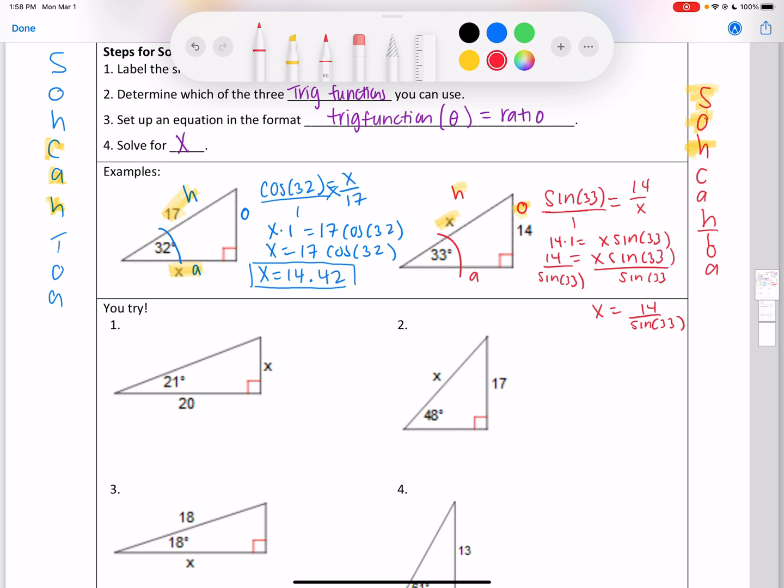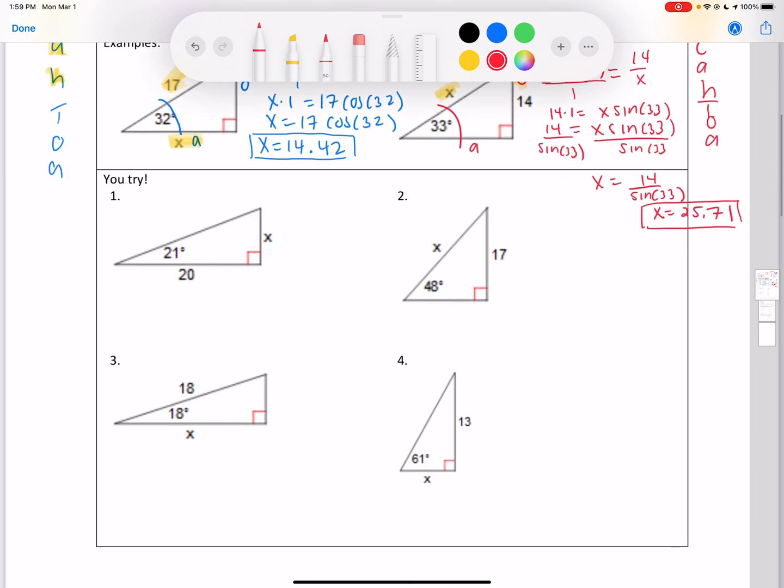Again, I can't break up that sine of 33 with just a normal trig, so that's going to give me that x equals 25.71. One thing that you can always check to make sure that you're correct is that if I'm solving for the hypotenuse, it has to be longer than the sides that you were given. So I'm going to leave this up to you. You can go ahead and try to solve these on your own, and you can check the answer on its learning to make sure that you solve these correctly.